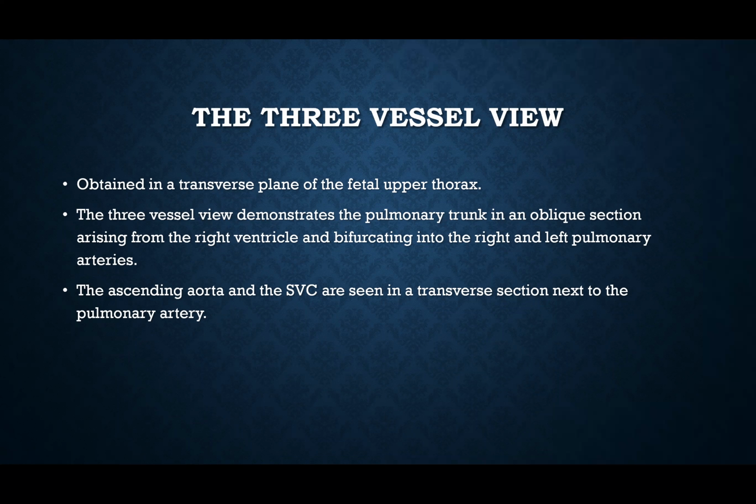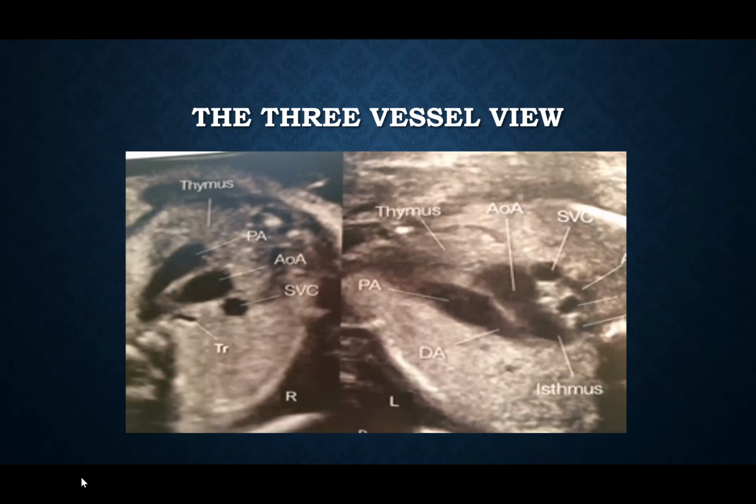Once I've done the four-chamber heart and looked at both of the outflow tracts, I'll scan up a little bit further towards the upper fetal thorax, and the 3-vessel view that demonstrates the pulmonary trunk should come into view. Seeing those 3 vessels together really rules out most congenital heart defects. This is just further up in the chest. You'll see the pulmonary artery, the aorta, and the SVC here.